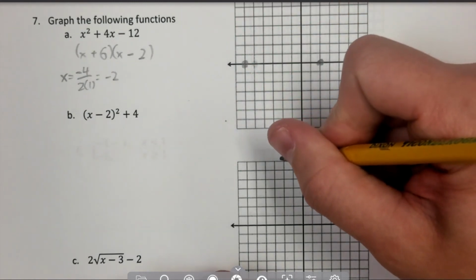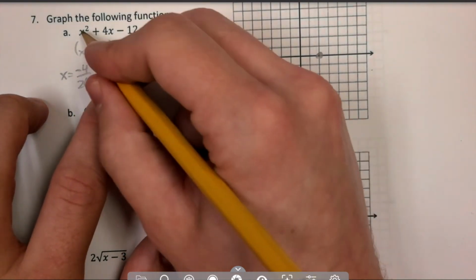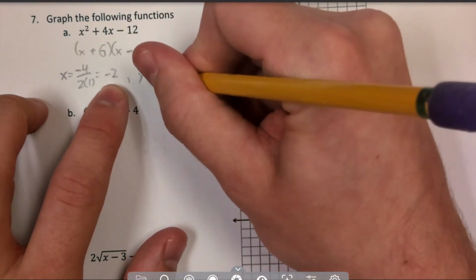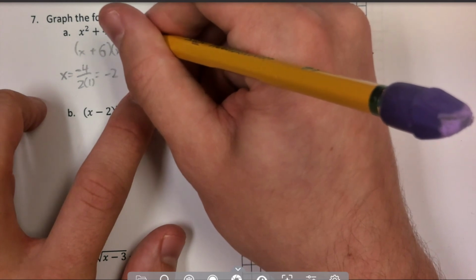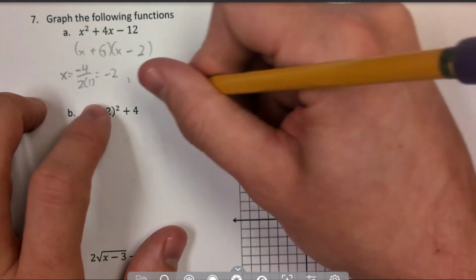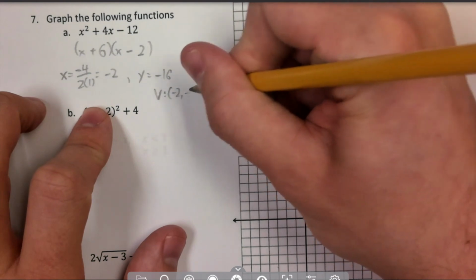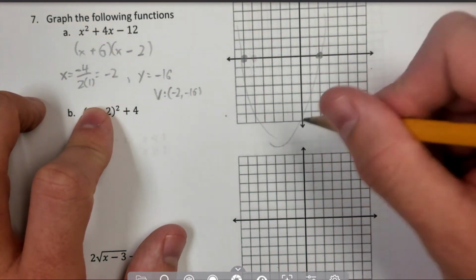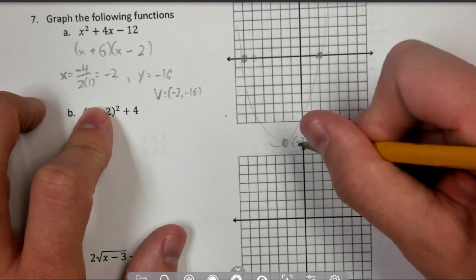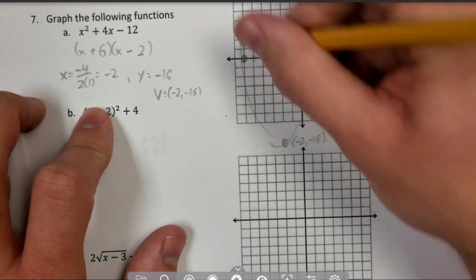Now it's probably going to be really, really far below. Let's see what happens when I plug in negative 2. The y-coordinate is going to be 4 minus 8, which is negative 4, so the y-coordinate would be negative 16. So the vertex is negative 2, negative 16. A little bit too low to see, but the quadratic has some sort of shape like that, where that is negative 2, negative 16.